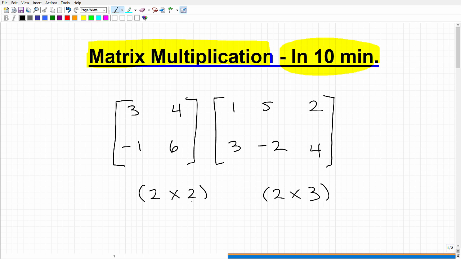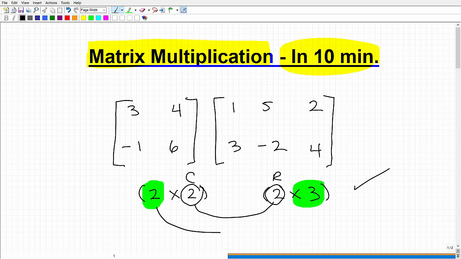The way you know whether you can multiply two matrices is you look at these numbers here. The second number of the first matrix, this would be the column, and this would be the row of the second. If these two numbers are the same, then you can actually multiply these two matrices together. If these two numbers are different, you can't even do the problem. You're not able to do any matrix multiplication, so you just skip that. Now, before we leave, we want to take a look at this number and this number, because these two numbers are going to indicate the size of the product matrix. When we multiply these two matrices together, our answer is going to be a 2 by 3.